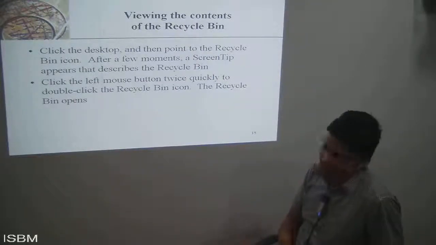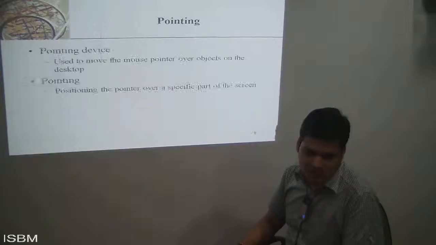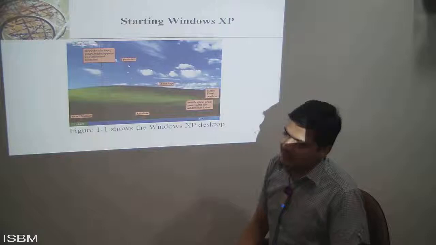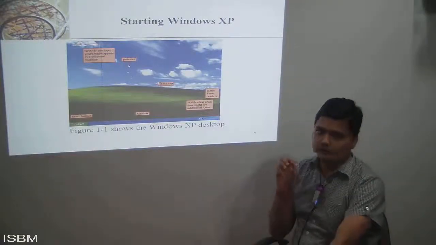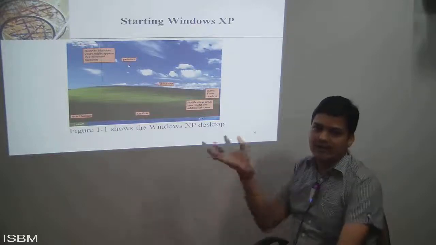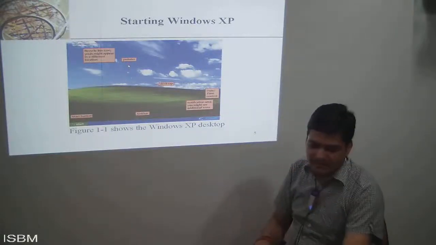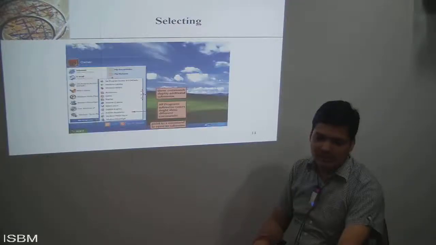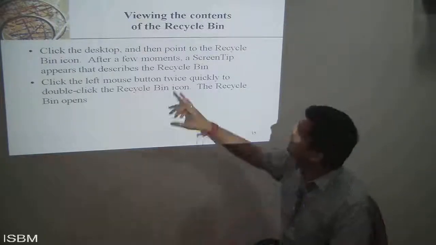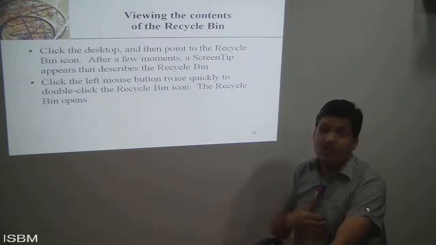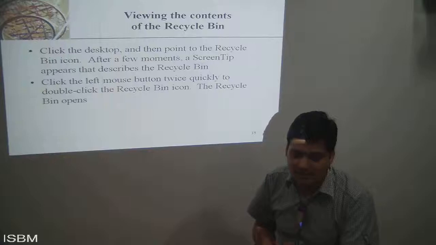The recycle bin. The recycle bin is nothing but what I have shown you in the first picture. This is the recycle bin. When you delete anything, it will directly reach your recycle bin. So all these things come under the recycle bin. Viewing the contents of the recycle bin. How do you check the contents of the recycle bin? How do you find the things inside the recycle bin?